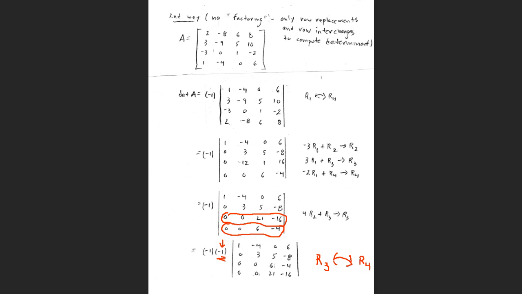So in other words, what I'm saying is this determinant here equals -1 times this determinant. They are equal.